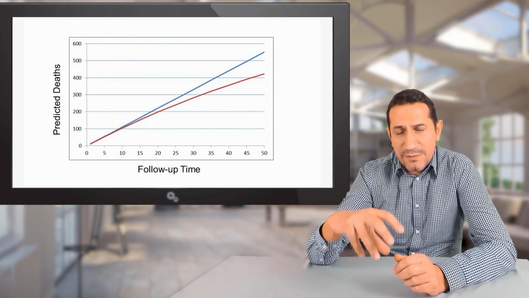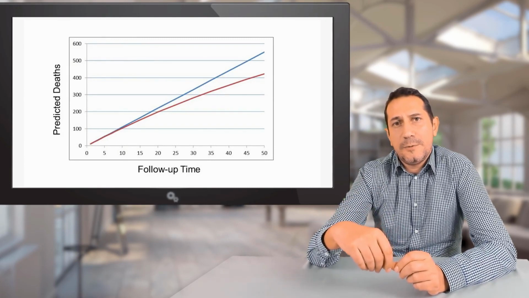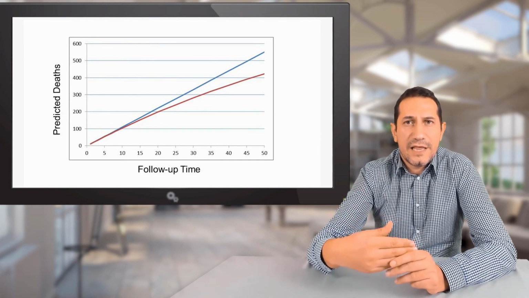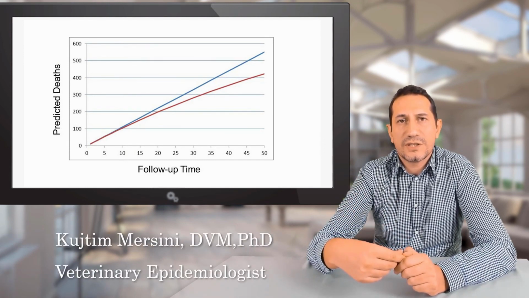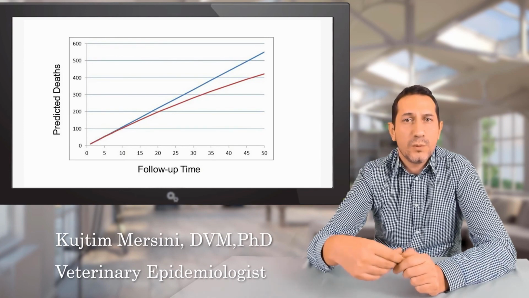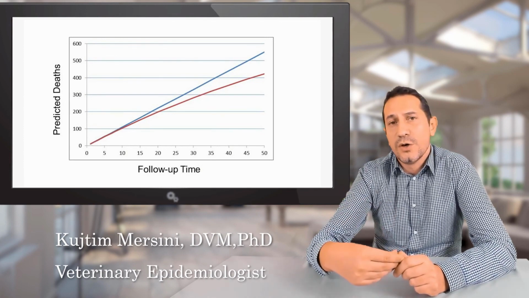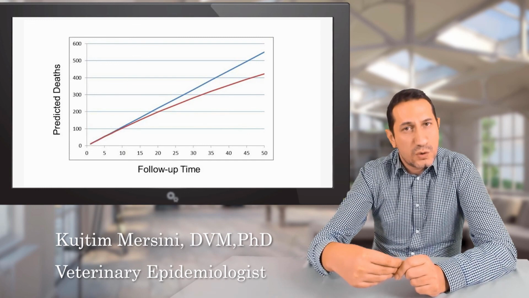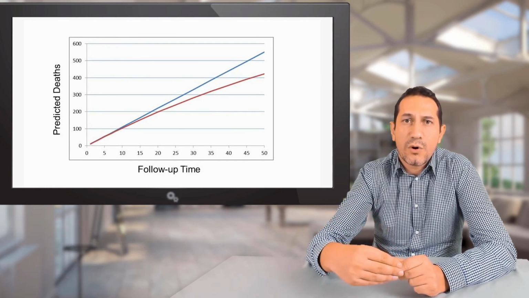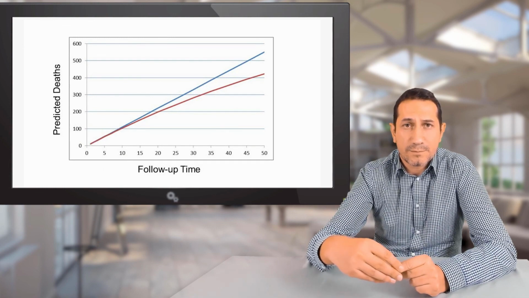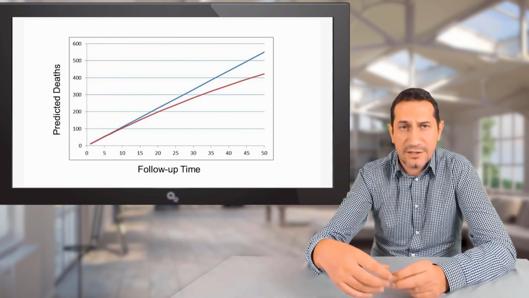So there are better measures to estimate the risk, and they basically estimate the risk through the survival function, which we will explain in a future lecture. So stay tuned and check that lecture if you wish to expand more on calculating risks through the survival function.